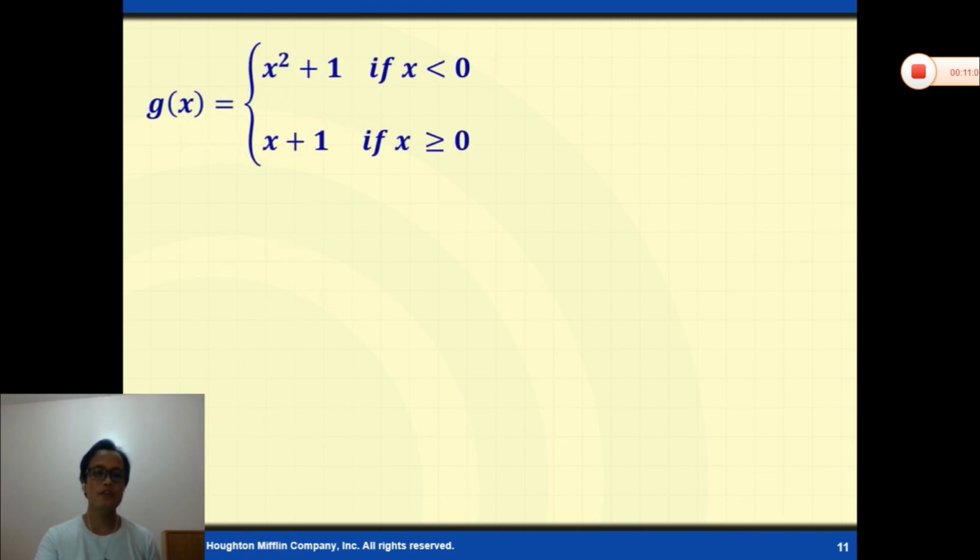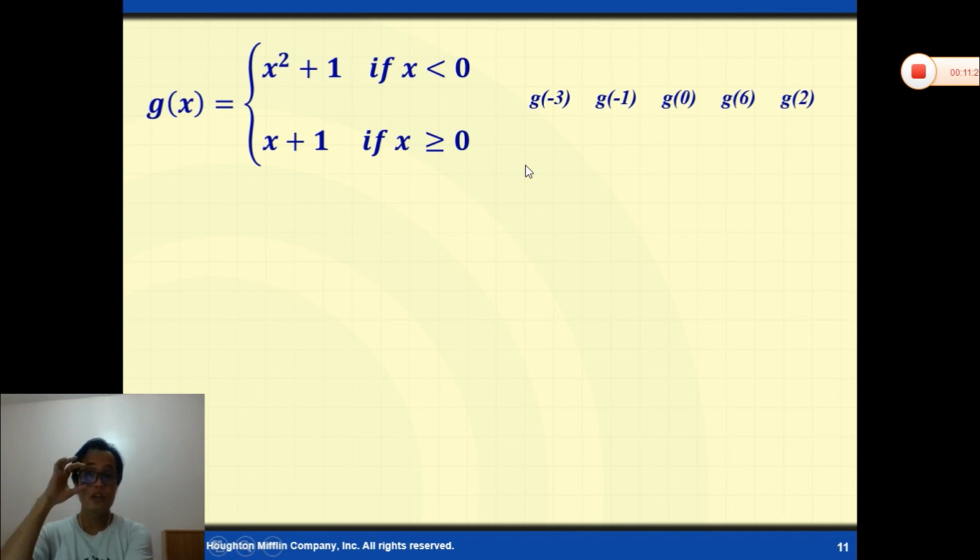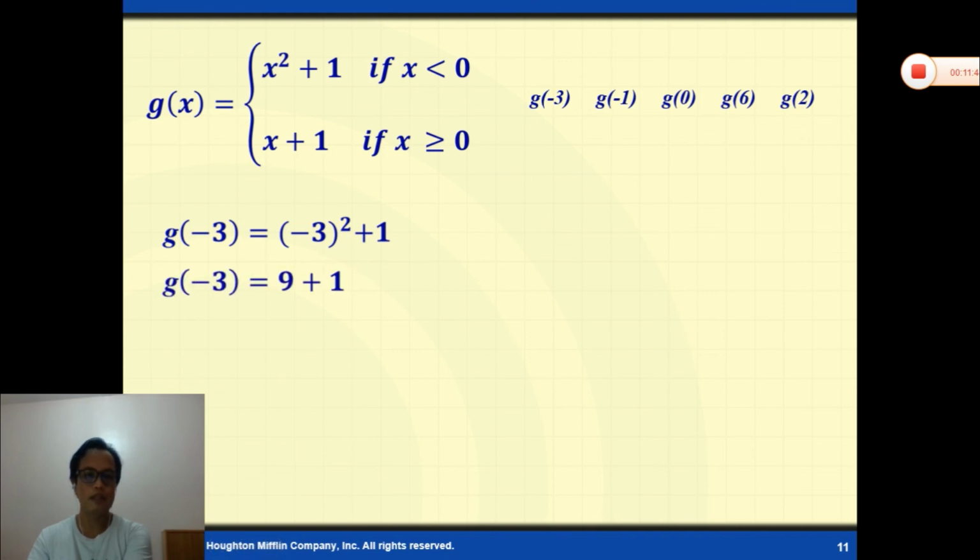So the given function g of x is equal to x squared plus 1 if x is less than 0, and x plus 1 if x is greater than or equal to 0. So we have 5 values here. We can only use the first 2 values for the first function and the last 3 values for the second function. So for the value g of negative 3, we can use x squared plus 1. So we have g of negative 3 is equal to negative 3 quantity squared, we copy plus 1. So the square of negative 3 is positive 9. And 9 plus 1 is positive 10.